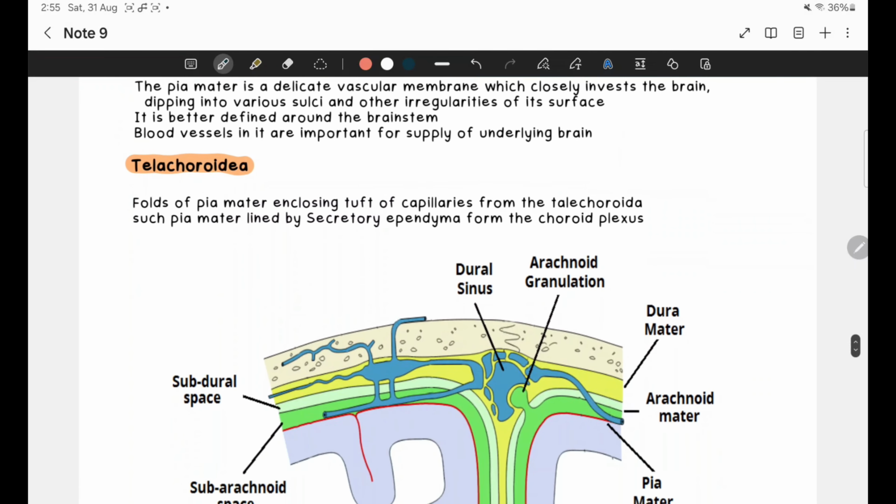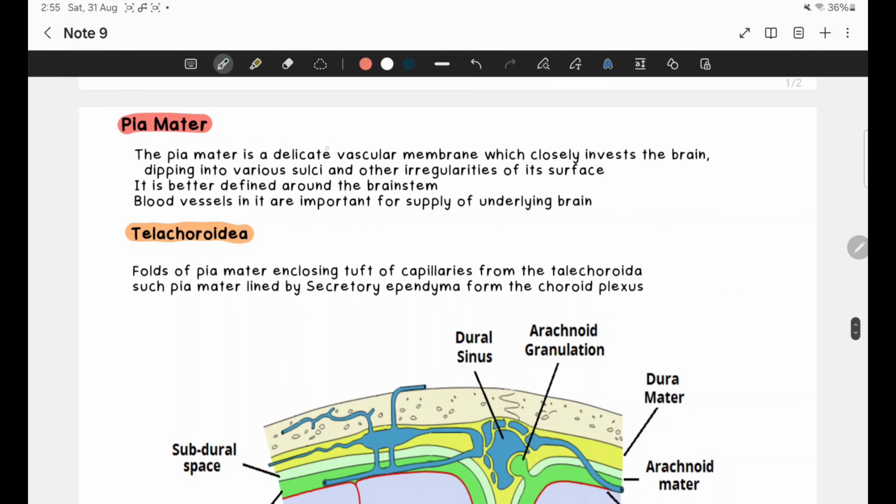Then going towards the next one, which is the pia mater. The pia mater is a delicate vascular membrane which closely invests the brain and dips into the various sulci and other irregularities of its surface. So the structure of sulci and gyri is like this, and the pia mater goes like this. It covers all the sulci present in our brain.